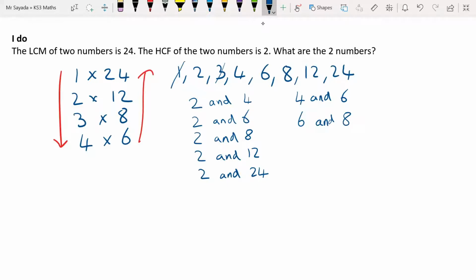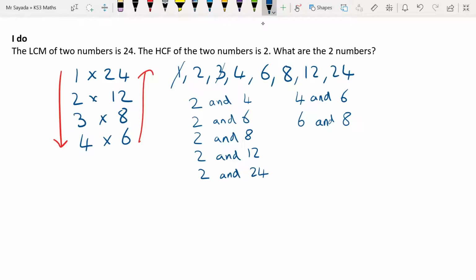We then have 8 and 12. 8 and 12 would have a highest common factor of 4, so that won't work. 8 and 24 will have a highest common factor of 4, so that won't work. And 12 and 24 will have a highest common factor of 12, so that won't work. So I've written down all the possibilities that would have a highest common factor of 2. And now the last stage is to go through each of these and say which ones have a lowest common multiple of 24. So we'll start with 2 and 4.